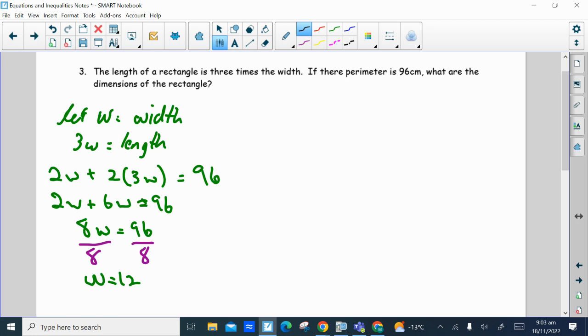So Kate, what did we just find? What does W represent? That's right. We found W to be 12, and W represents the width. So Jackie, how do we get the length? What does it say that the length equals at the top? Yeah, multiply W times 3. So the length would be 12 times 3, which is 36.